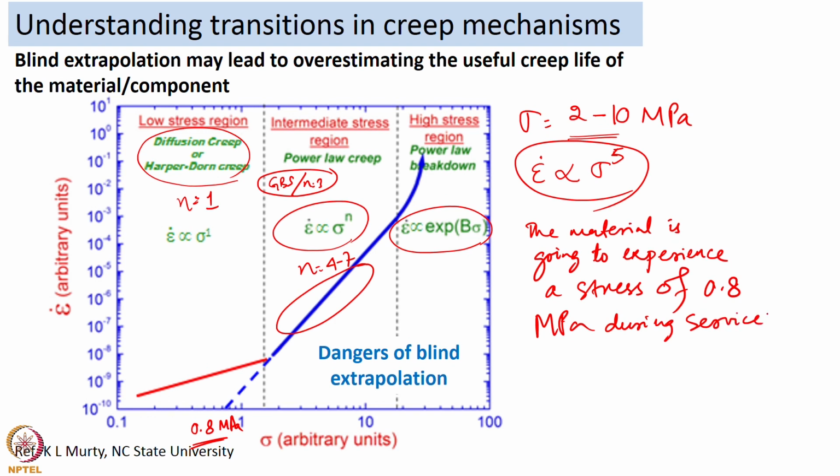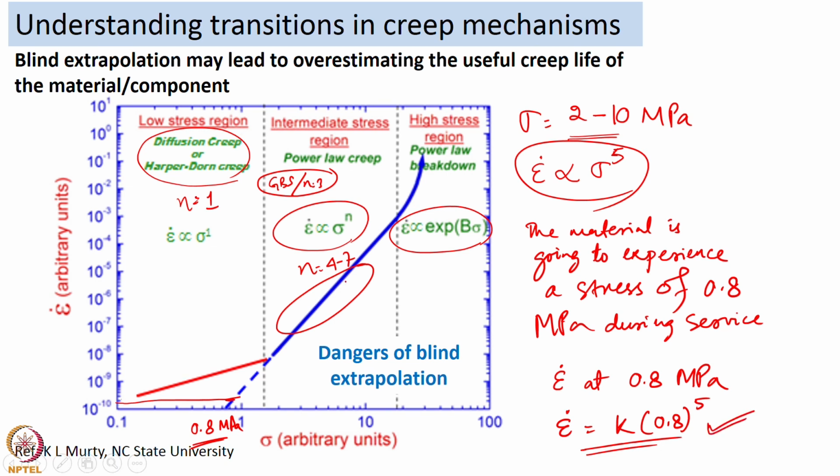Based on your accelerated tests, you said okay, I can find out the strain rate of deformation at 0.8 MPa by basically plugging in 0.8 to the power 5. So, you decided that the strain rate of deformation at 0.8 MPa applied stress will be somewhere in this range. That is what you concluded will be the strain rate of deformation based on your high stress tests. Now, this equation is valid only if the material continues to deform by power law creep even at 0.8 MPa stress levels.